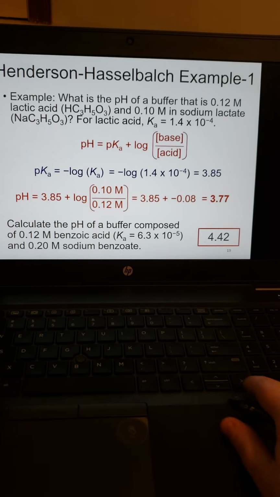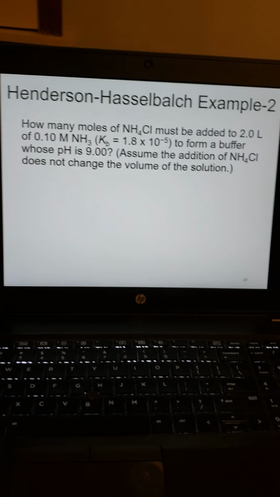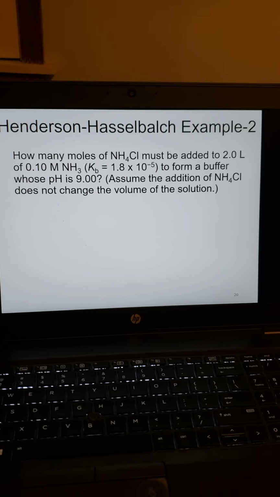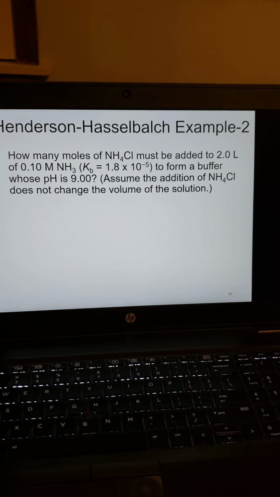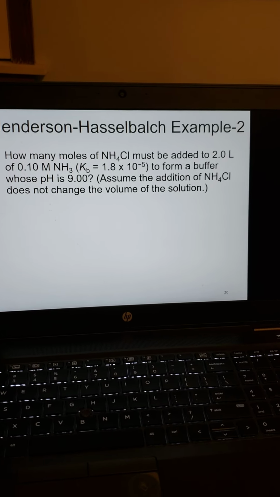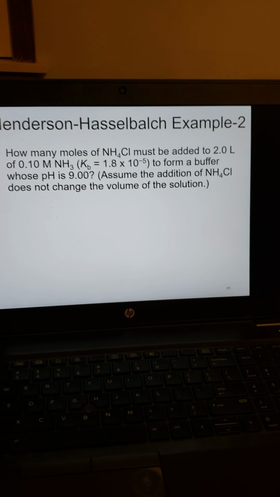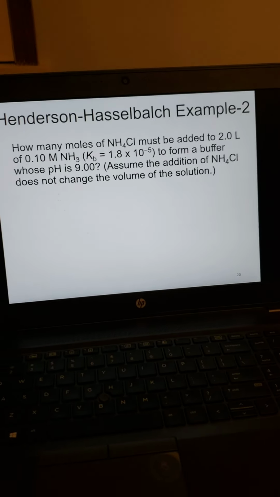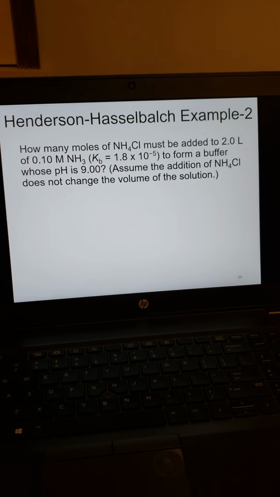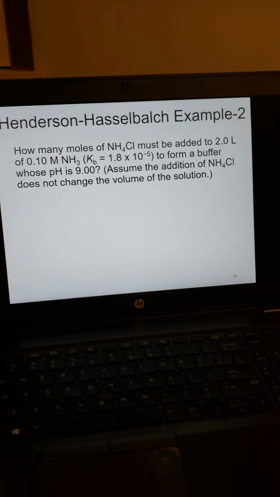Okay? All right. And then we've got another question here. It says, how many moles of ammonium chloride must be added to 2 liters of a 0.1 molar ammonia solution where the Kb is 1.8 times 10 to the negative 5 to form a buffer whose pH is 9? So now what they're doing is they're not giving us one of our concentrations, which means if they're not going to give us one of our concentrations, they have to give us the pH. So they do give us the pH here, and we know that the pH is 9, okay?